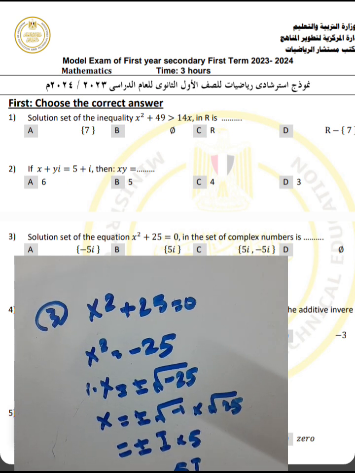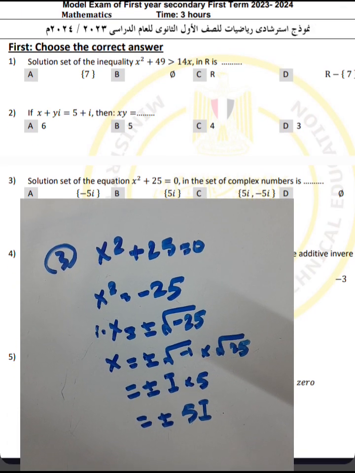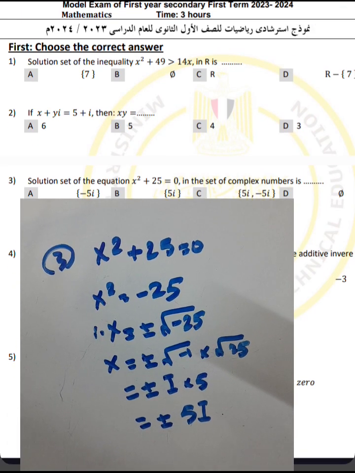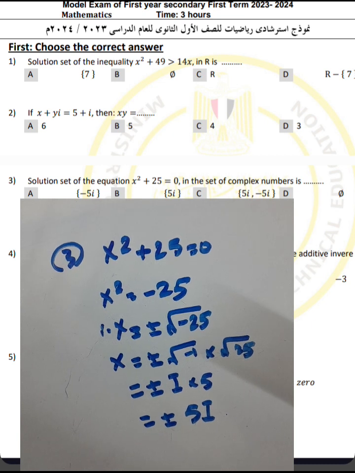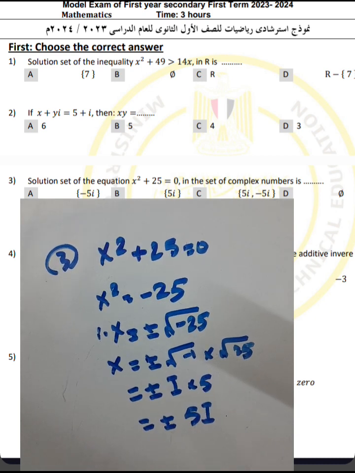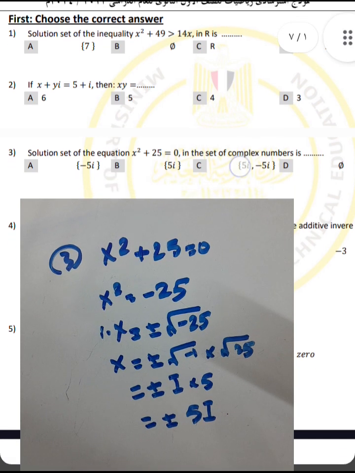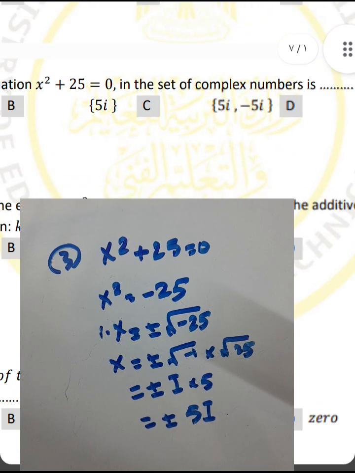Okay, choose about question number 3, solution set, letter D. We have here the set of solution. Question number 3, we have positive or negative, what? Positive or negative 5i. Okay, it was letter C, not D. D here is 5. Okay, we must check A, B, C. Choose letter C, which has solution 5i and negative 5i.